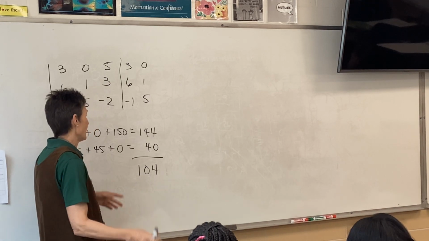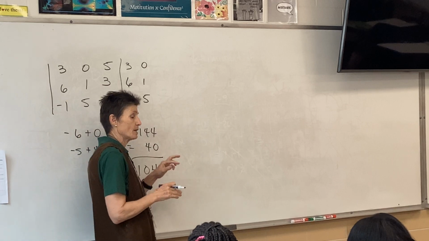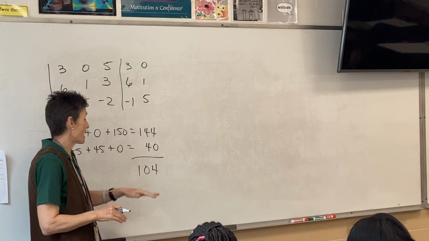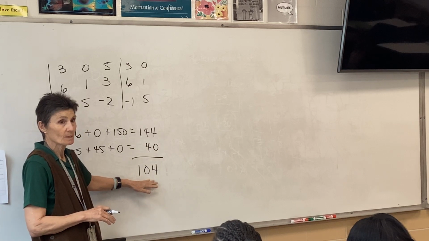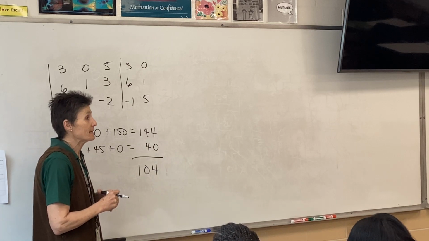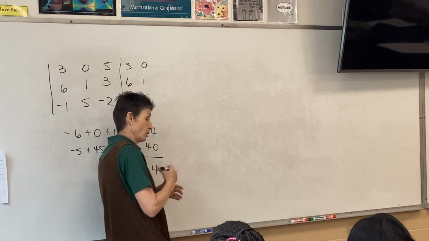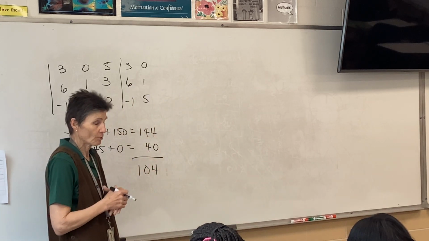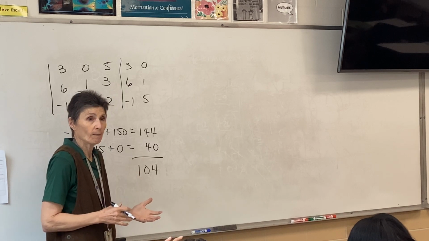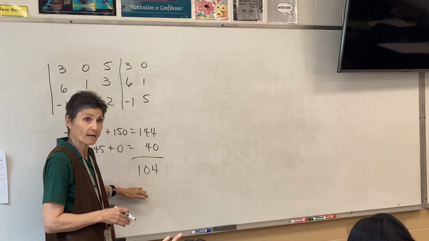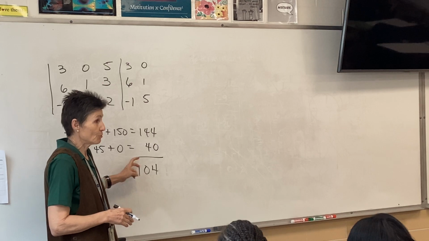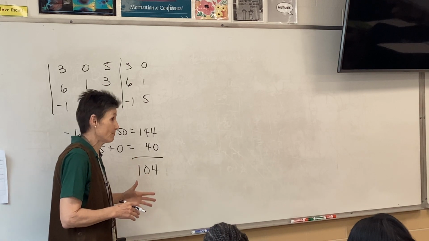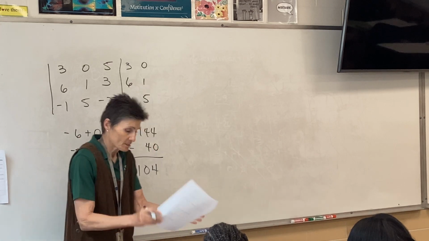Today's lesson is really about two things. It's about finding determinants. We've practiced that. Everybody good with 104? And it's about finding inverses. We're going to learn how to do that. And then we're going to use determinants and inverses to solve problems, okay? So we've learned how to find a determinant for a 2 by 2 and a 3 by 3. Now we're going to learn how to find an inverse, okay?